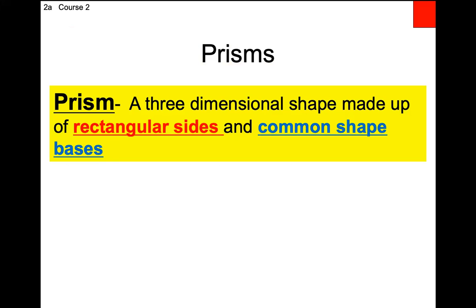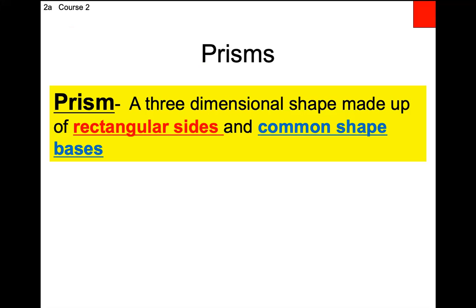A prism is made up of one shape. What's that shape? I have two of them. You place those two shapes, this one and this one, parallel to each other, and you fill up the sides with, what is the shape? Rectangles. You make the two triangles parallel, and then you fill up the sides with rectangles.